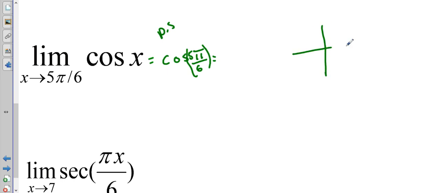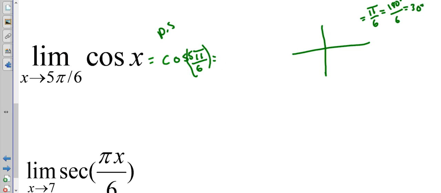Well, 5 pi over 6. Pi over 6. Make sure you know pi over 6. That's 180 degrees divided by 6, which equals 30 degrees. That's 30 degrees.